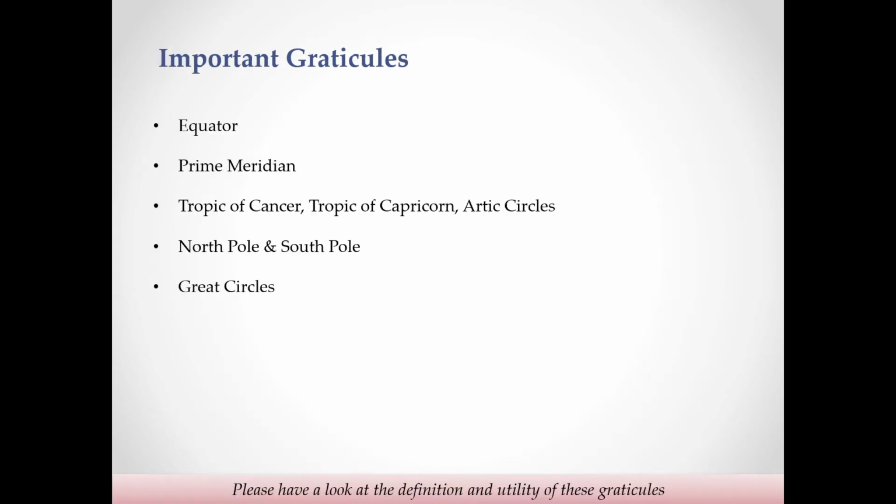So what are the important graticules? The first one is the equator, then prime meridian, Tropic of Cancer, Tropic of Capricorn, Arctic circles, then North Pole and South Pole, and great circles. Please have a look at the definition and utility of these graticules.